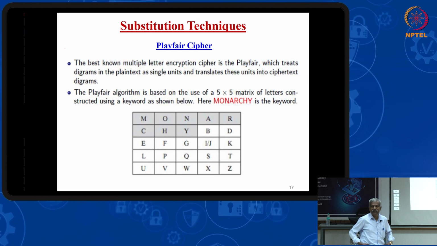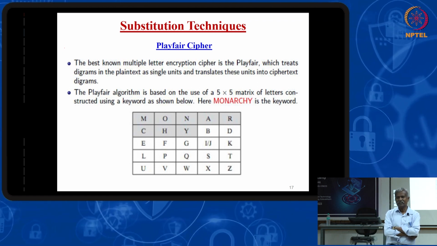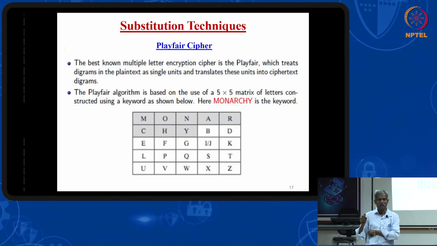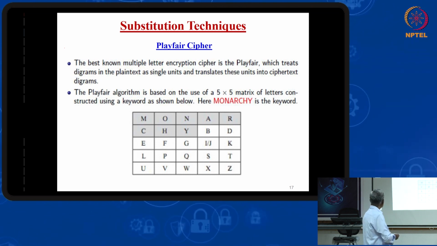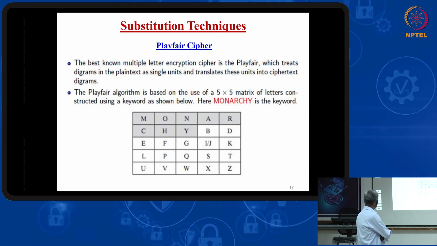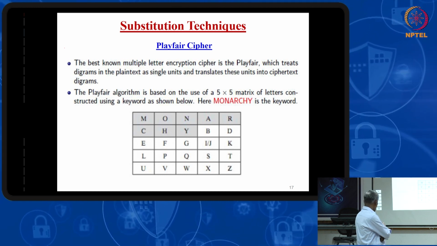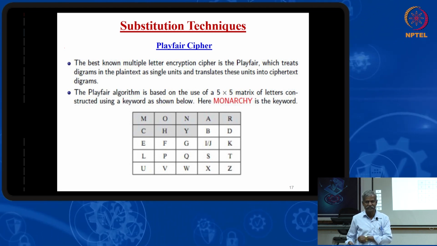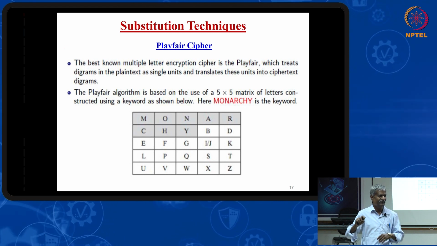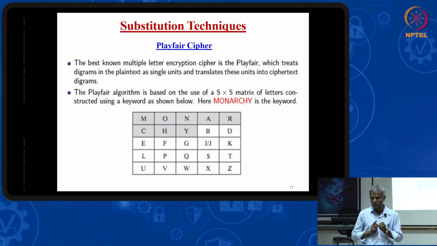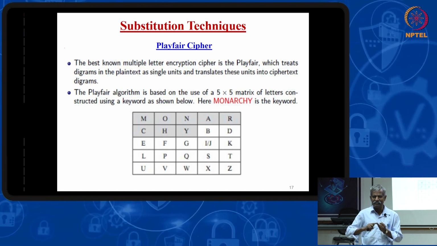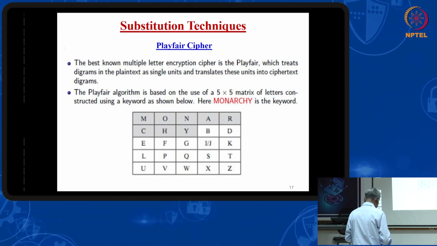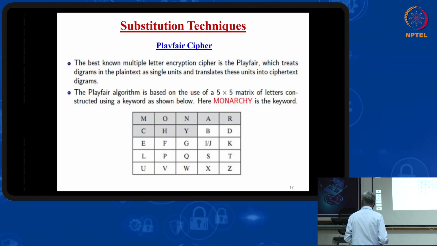So the next encryption technique is called the Playfair cipher. Going to talk about the Playfair cipher, the best known multiple letter encryption. There are different methods: polyalphabetic substitution, single alphabetic substitution. In a single alphabetic substitution like Caesar cipher, one letter is substituted with a different letter. But here we will not be seeing a single letter, but multiple letters together. We will be doing the encryption.